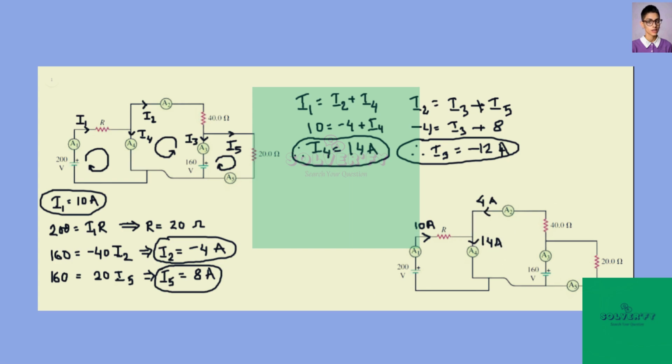Now what is I3? I3 is negative, so it is in the opposite direction, so it is this way, and that is 12 amperes, right? And what about I5? I5 is 8 amperes positive, so our direction of current was correct. So this is 8 amperes, which is what is read by ammeter A5, right? So we are done with the solution of this question.